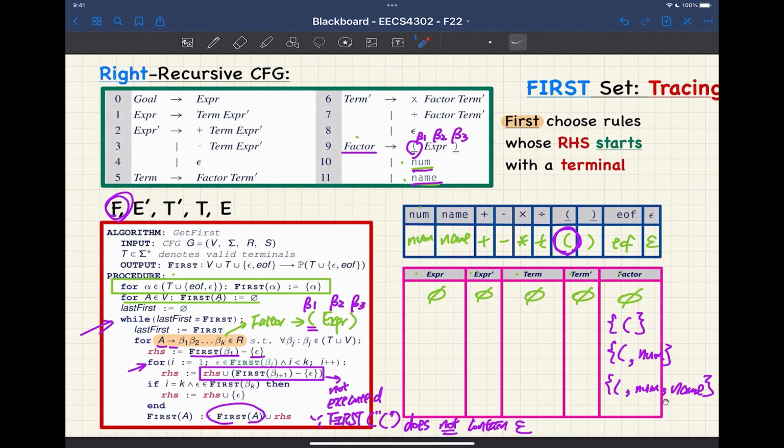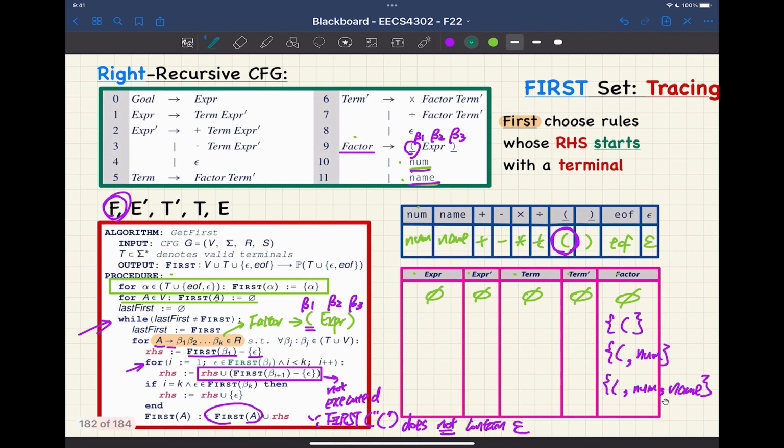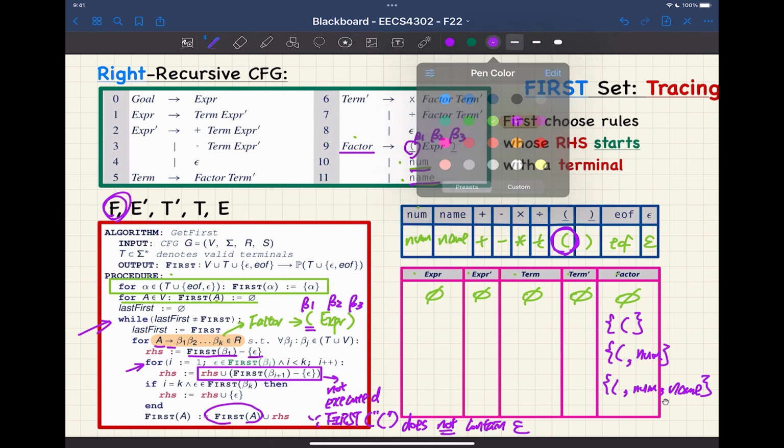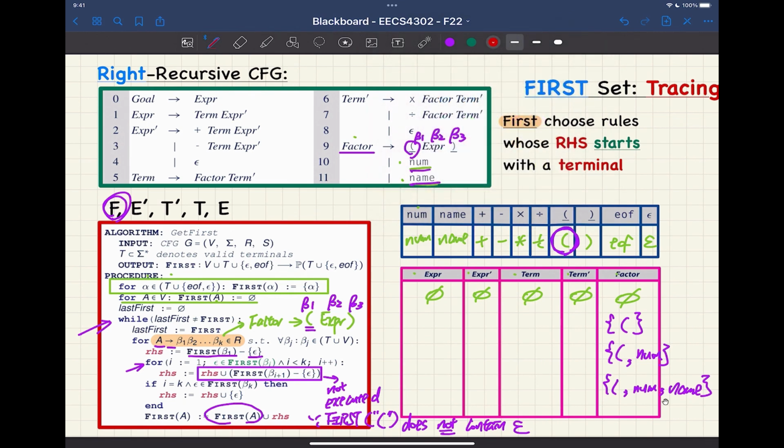Why don't we do one more? And then I've got a little challenge for you that you can think about. How do we compute, let's see, I've got to watch out for the time, how do we compute over here, let's say, the E prime, expression prime? How do we compute the first over here? And there are 3 rules to go over. Rule number 1, rule number 2, and rule number 3.